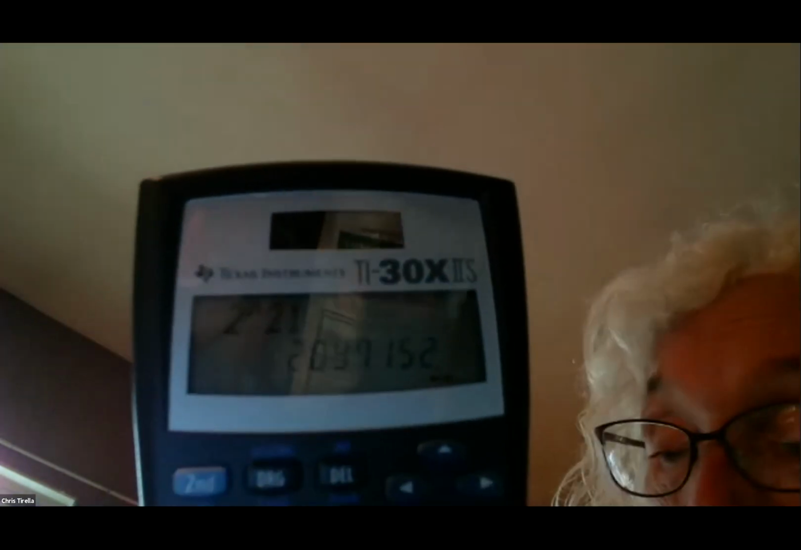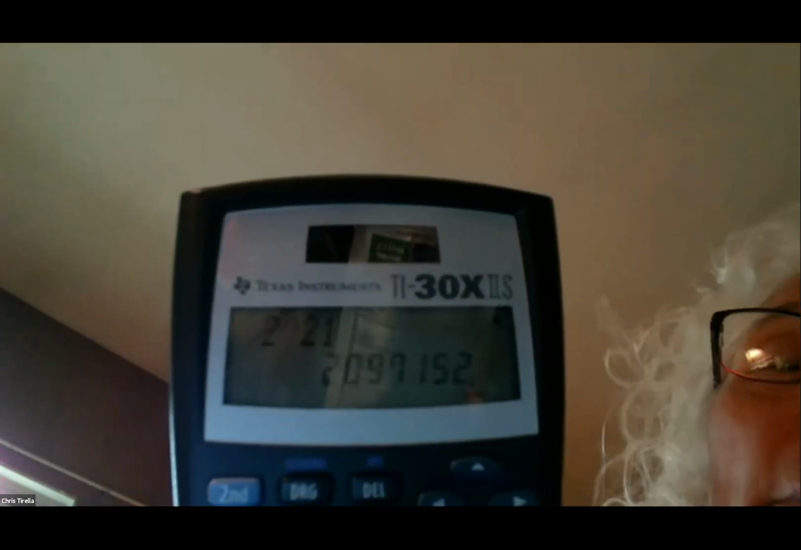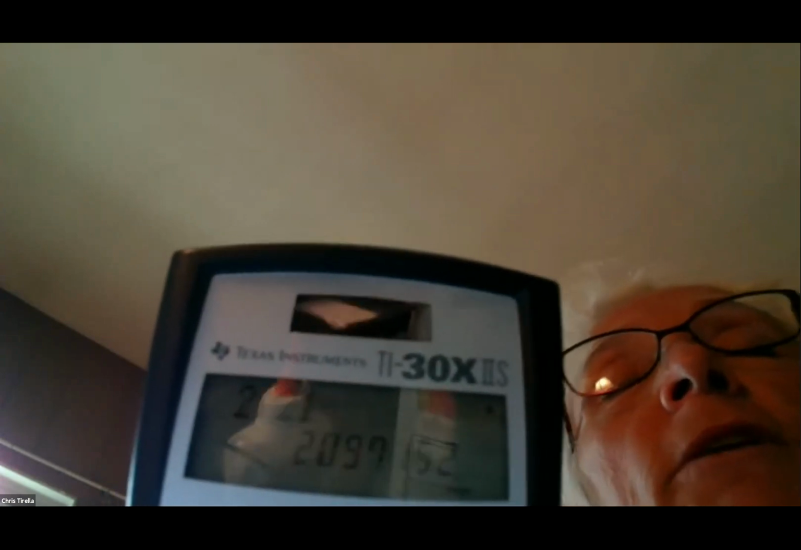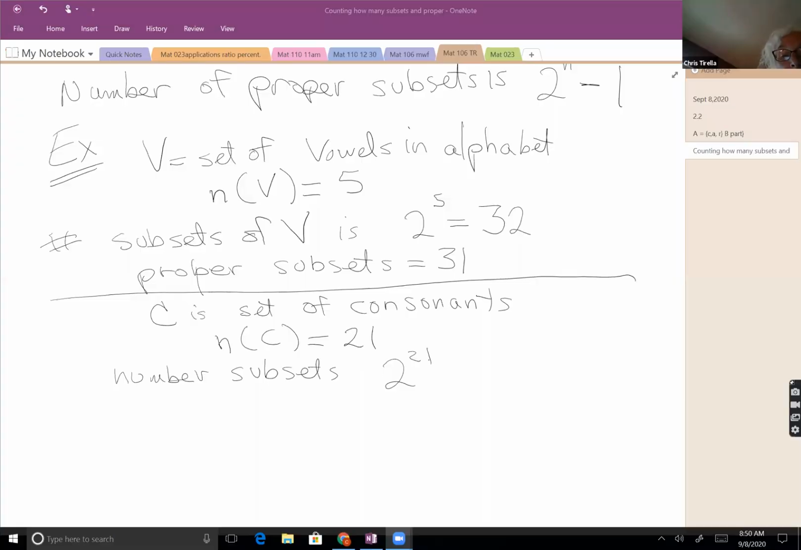Okay. 2 to the 21st power is, holy granoli, 2,097,152. Some people might not have that caret up button. If you don't have that caret up button, you're going to have a little button somewhere on your calculator that's something like y to the x or x to the y. But that gives me, let's go back to sharing, 2,097,152.